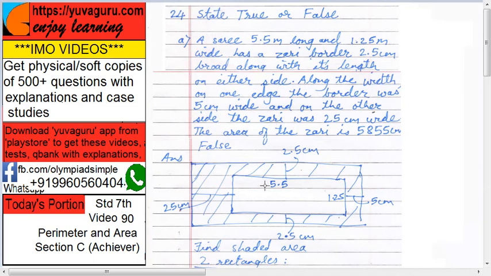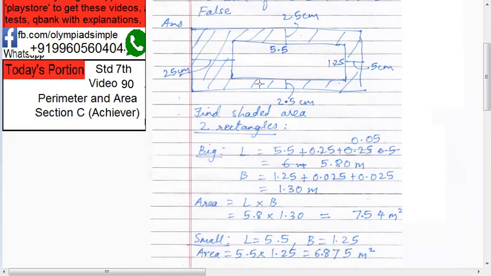See, sari 5.5 and 1.25. Along the length 2.5 centimeter each. Along the width on one side 5 centimeter, other side 25 centimeter. So what you have to do is find the area of this bigger rectangle, then the area of this smaller rectangle, and subtract it. That's the only solution required. See, two rectangles, now the big one. Big one's length is what? Length is 5.5 plus this 25 centimeter in meters, so 0.25, plus this 5 centimeter in meters, so 0.05 meters. Here 1 meter equals 100 centimeters.